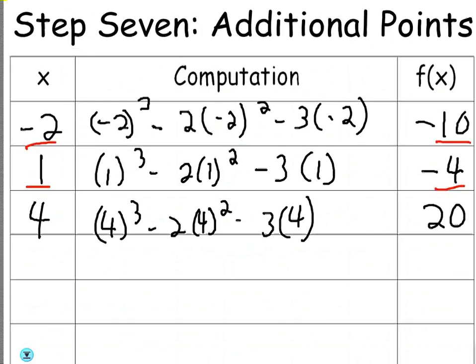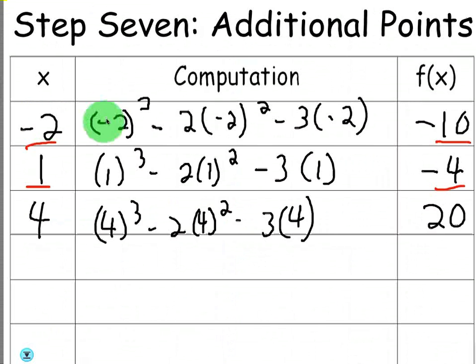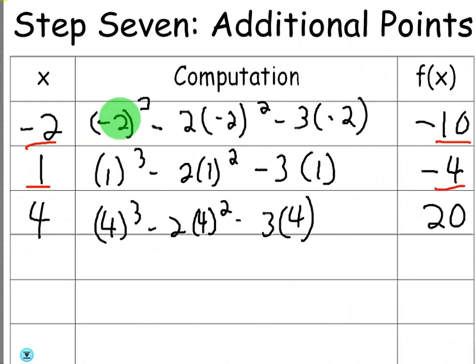All right, so let's talk about this. You're plugging these into the original equation. So when we plug in that -2 point, which is furthest to the left, we're plugging it into the original equation, right? So it's -2 cubed minus 2 times -2 squared minus 3 times -2. Okay? I'll talk a little bit about where this negative 10 comes from.